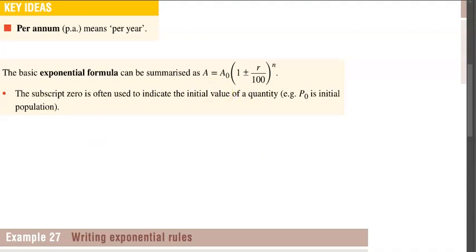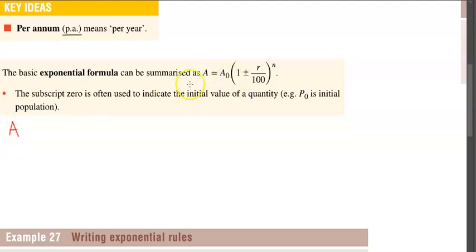Just before we do, I want to make sure that you guys are aware that P.A. just means per annum, annum meaning year in Latin. And this right here is the exponential formula. There are all these different letters that have been put into here. I don't want to go into how this formula has been created. All we need to know are a few of the things as follows.